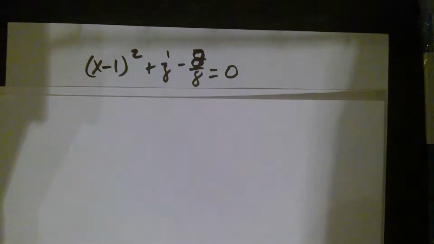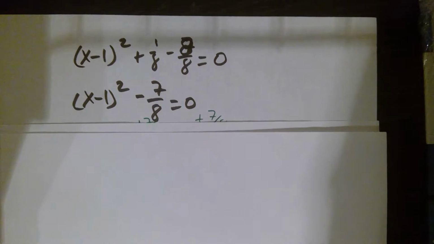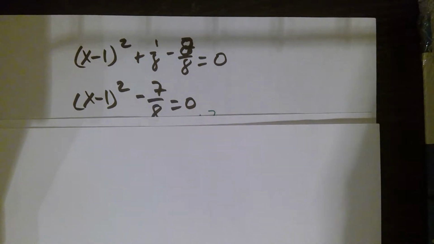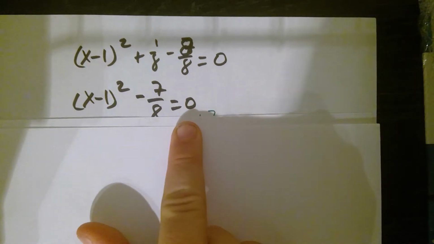Okay, so let's go ahead and look at our next step here. There's the equation that we had on the previous page. Let's take a look at what we want to do here. We'll go ahead and combine. We said 1/8 minus 8/8 will give us negative 7/8. Not too much work with that fraction. Let's see what we want to do next. Now we're equal to 0, so we're good to go.